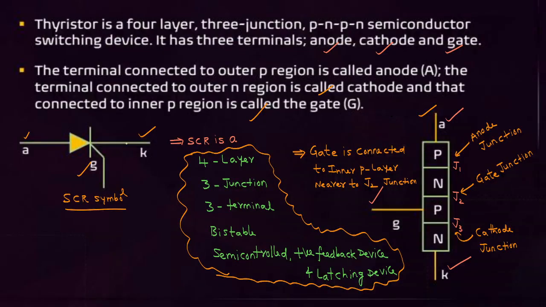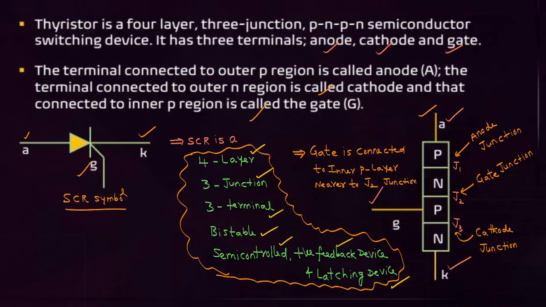Then, SCR is how many layers? It is important. It is a 4 layer, 3 junction, 3 terminal, bistable, semi-control, positive feedback, latching device. This is important. SCR is a latching device. It is a semi-control device. Why is it a semi-control device? Turn on by gate, but it is not turned off by gate. That's why it is a semi-control device. And it is a latching device. In SCR, internally positive feedback action takes place.